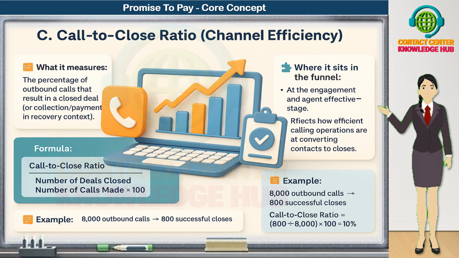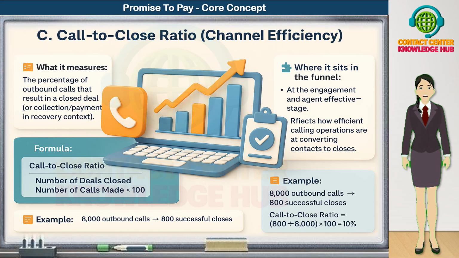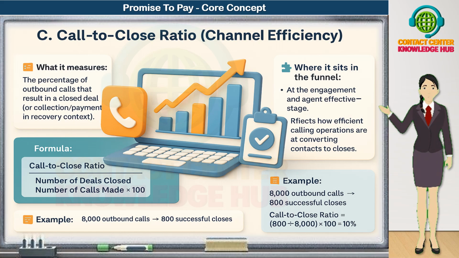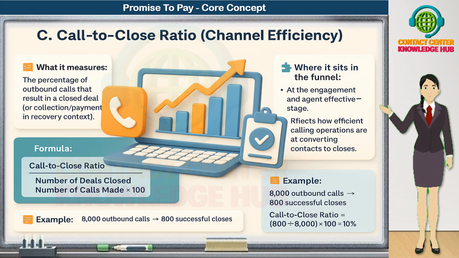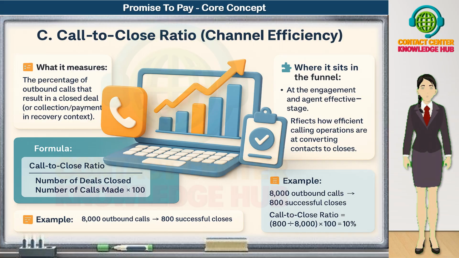This metric gives you a clear view of how effective your calling channel is at turning conversations into results. Formula: call to close ratio equals number of deals closed divided by number of calls made, multiplied by 100. It's a simple but telling calculation that reveals the strength of your engagement and conversion execution.